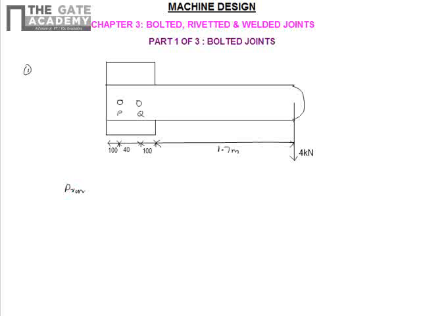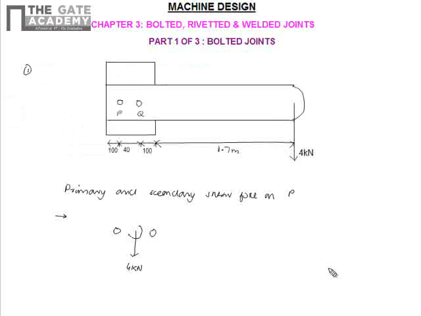Primary and secondary shear force on P. So, what will be this? What will be the primary shear force? Now, we have the two bolts P and Q. Now, we will transform the force from the end to this point. So, we have the 4 kilonewtons acting at this point along with a couple of value. What will be the value of the couple?